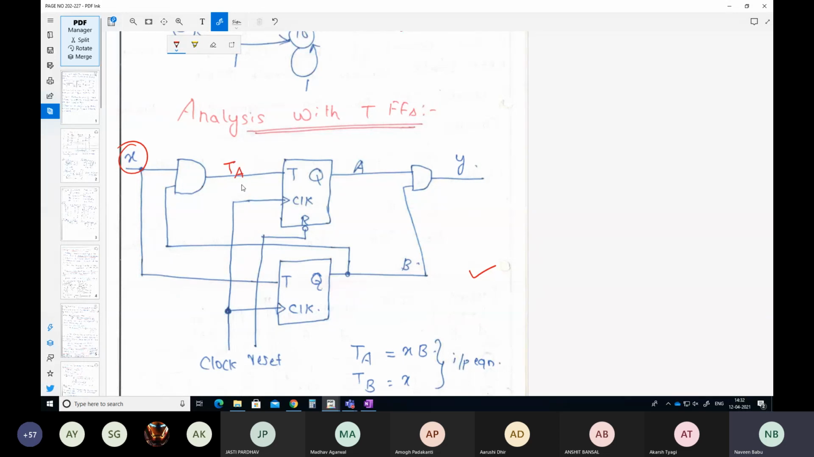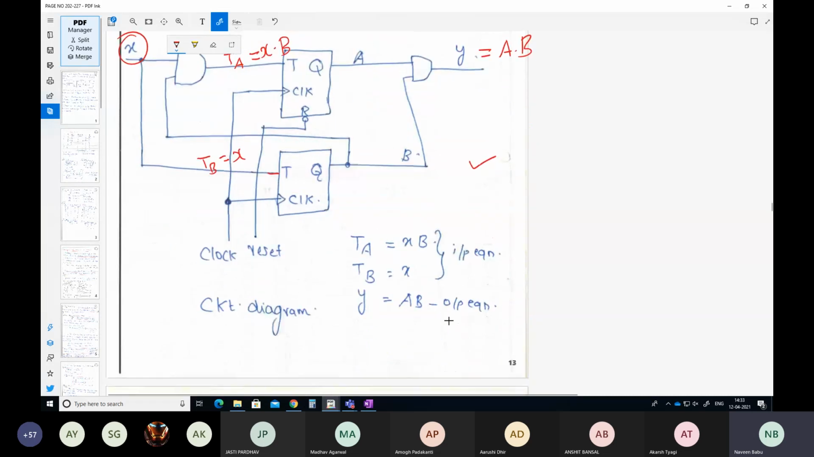TA. There are two flip-flops, so I am writing it as TA here. What is this equivalent to? This is equivalent to X dot, and the other input is coming from B, so this is X dot B. And this input TB will be equal to just X because this is directly coming from X. And your output Y will be equal to A of t dot B of t. Obviously, these are present states. Right? This will be your output.